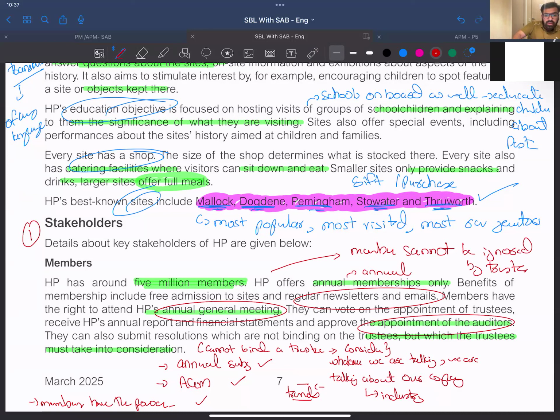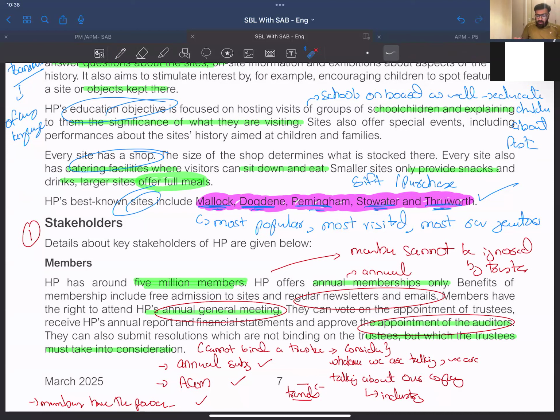Oh, sorry, I guess my voice was colliding. So I hope it's fine now, right? So the thing is that we were discussing that members cannot be ignored by trustees, right? Please confirm my voice and screen if it's clear.